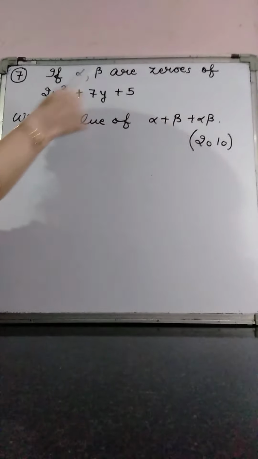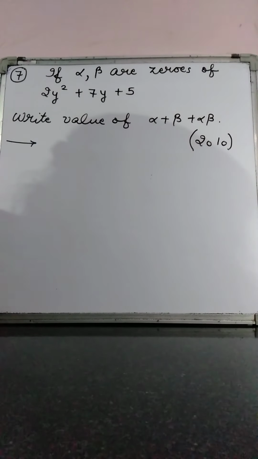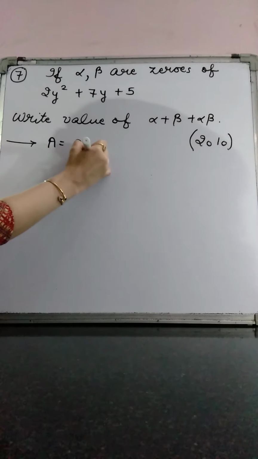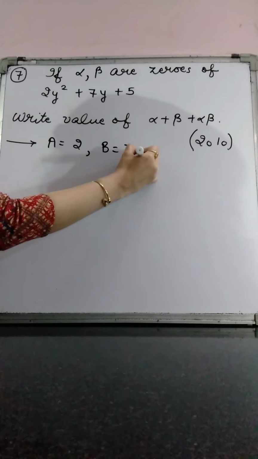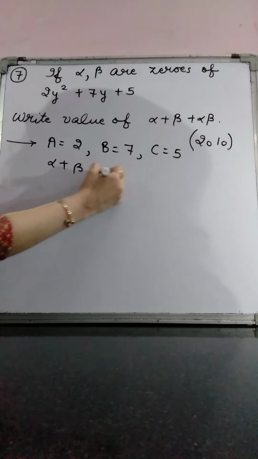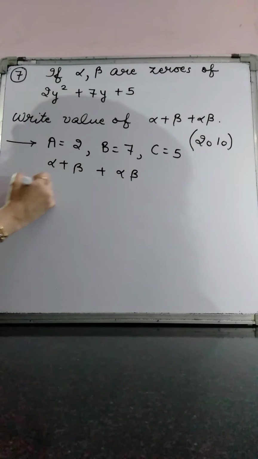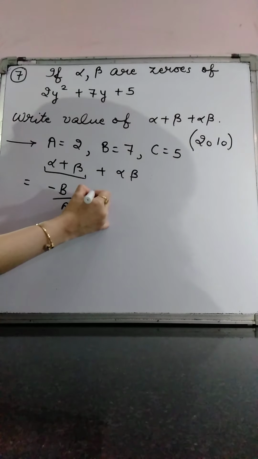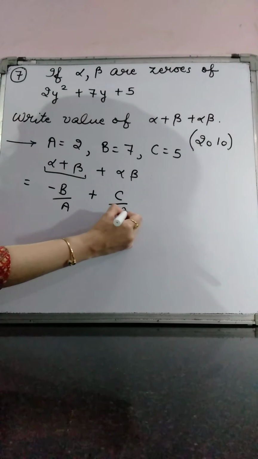Seventh question is, if alpha and beta are the zeros of this polynomial, write the value of alpha plus beta plus alpha beta. Compare. The value of a is 2, the value of b is 7, and the constant c is 5. Alpha plus beta is minus b by a. Alpha into beta is c by a.